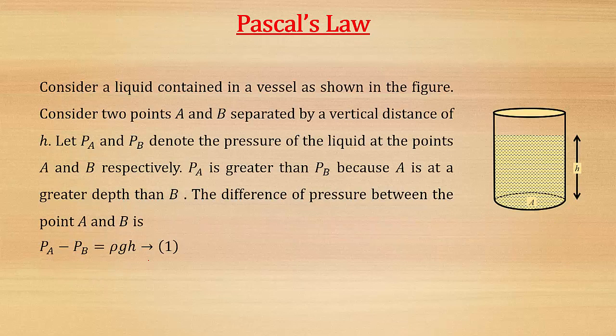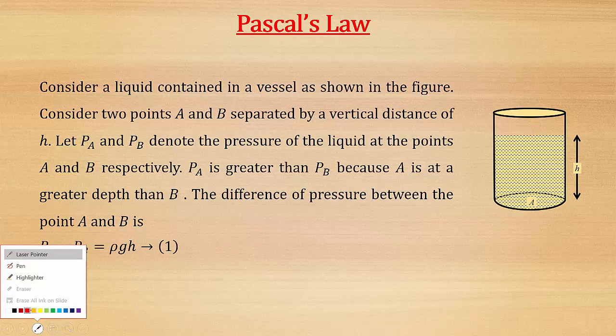Then come to Pascal's law. Consider a liquid contained in a vessel. You can observe this diagram. We consider 2 points A and B separated by a vertical distance of h. Here you can consider point A is at the bottom and point B is at the upper surface. Is it clear? Let PA and PB denote the pressure of the liquid at points A and B. At point A pressure is PA, at point B pressure is PB.